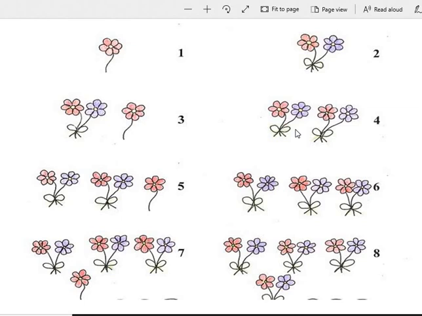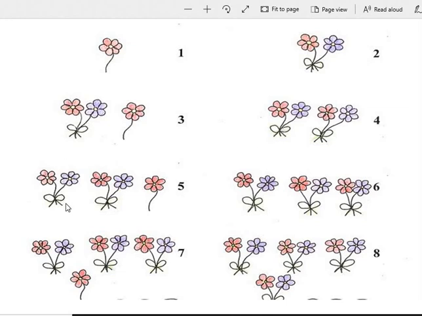Now the word pair, you must have heard this word and we normally use this word. Now what is the meaning of pair? Pair means two things together. Like you have two shoes, then it becomes a pair of shoes. Socks, similarly, a pair of socks. Same way, earrings, a pair of earrings.